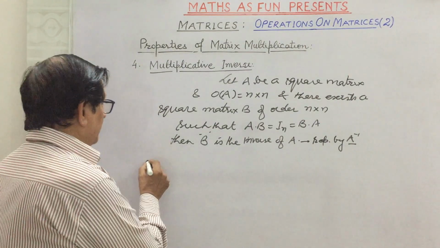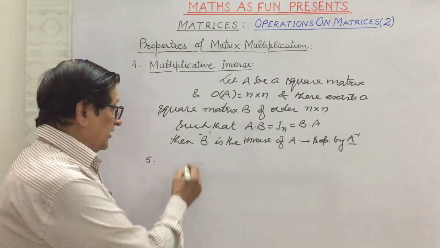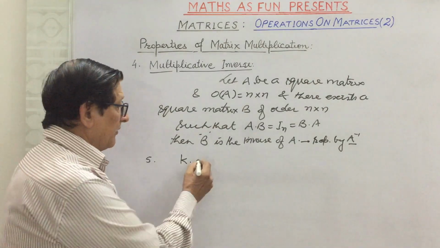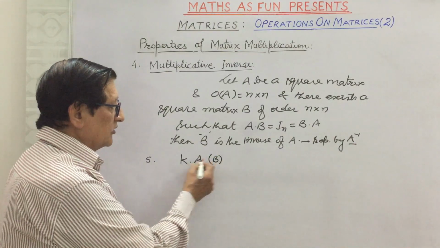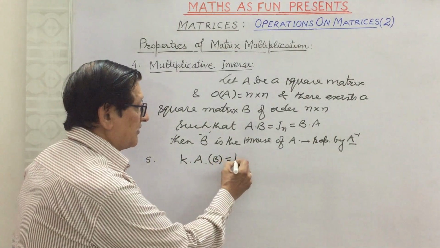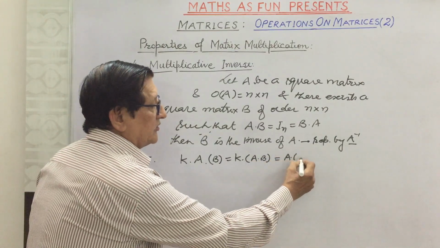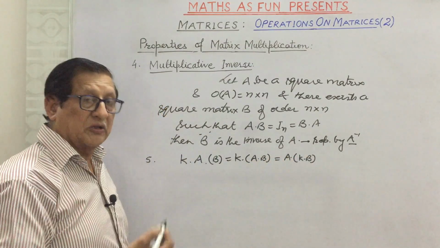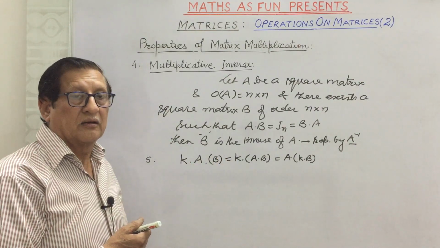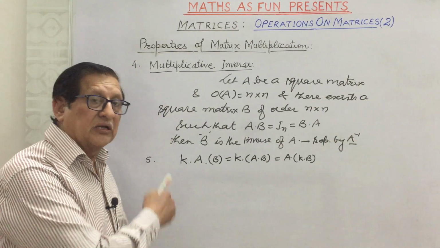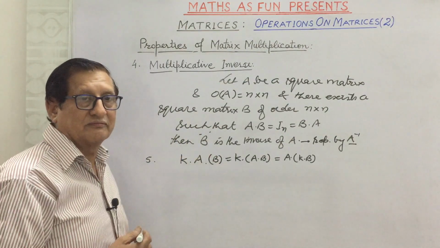The next property we may take is scalar multiplication. If there is any number k multiplied to A and then we are multiplying this k into A with B, that will be same as k into (A into B), and it is same as A into (k into B). It means if any scalar is multiplied to any of the matrices, then the multiplication of that scalar comes to the multiplication of the matrices also.